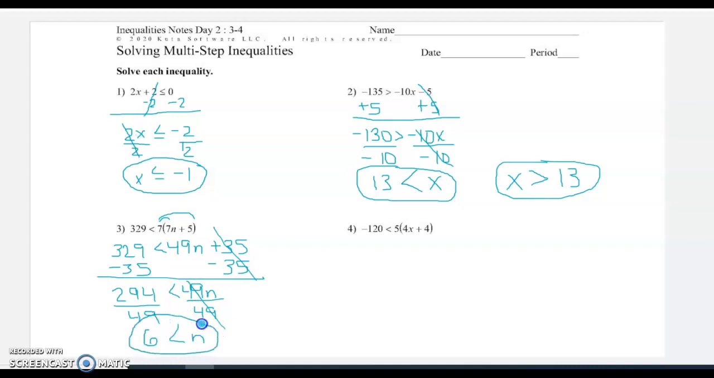And then again, if you were going to graph it, or if you had to flip it to put it in Math Excel, if 6 is less than n, then that means n is greater than 6. There's your two possible answers.